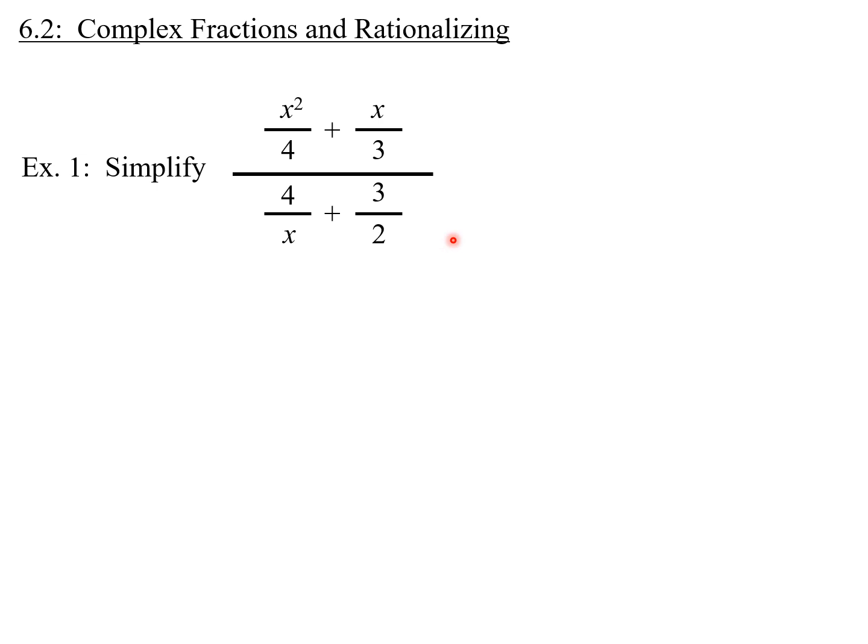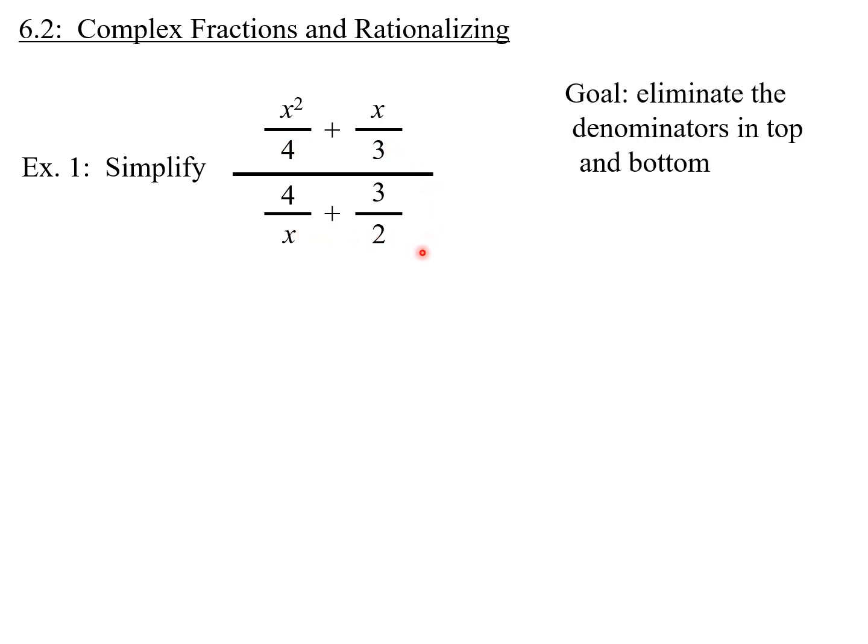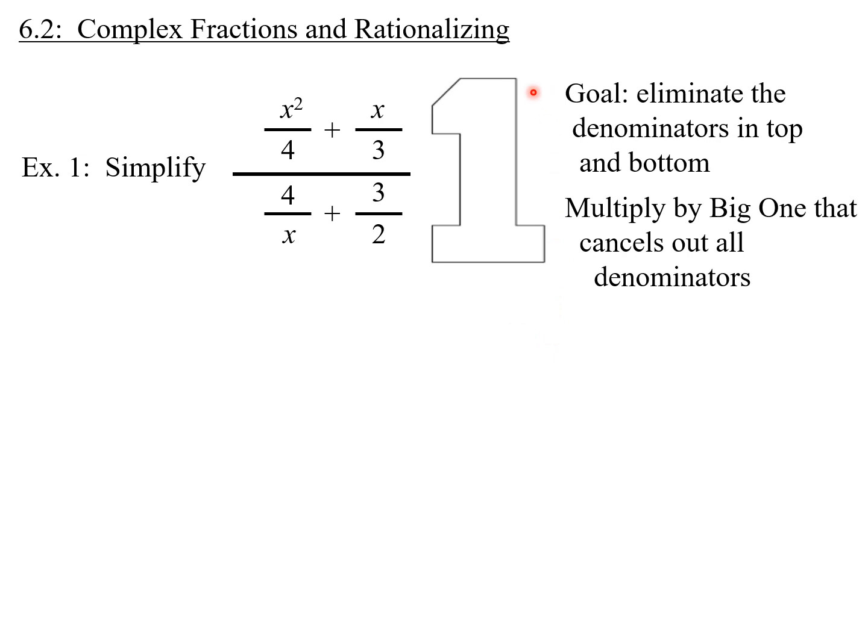So what we want to do to simplify this is to get rid of all the denominators in the numerator and the denominators in the denominator. So we want to eliminate them. Now, we don't want to change the value of the expression itself, so we're going to multiply it by 1, but it's going to be a fancy form of 1. It's going to be a form of 1 that cancels out all the denominators in the numerator and in the denominator. Now, what we need is a common denominator of 4, 3x, and 2.